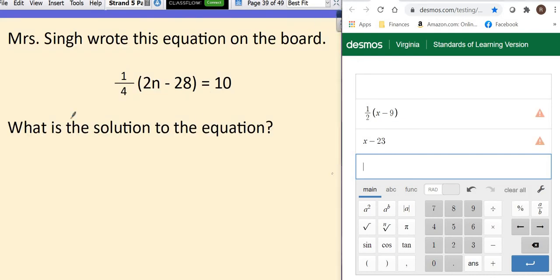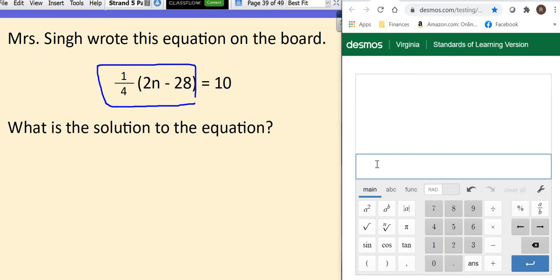And we've got this example. It says, what is the solution to the equation? Again, the variable is on one side. So I'm going to put that side in my calculator. 1 divided by 4, click up here, use parentheses, 2n minus 28 and close those parentheses. So I know that n has to equal a number that gives me 10. So let's see if I can come up with that. I'm going to try 0. Nope, didn't work. Let me try 1 and see if I get any closer.